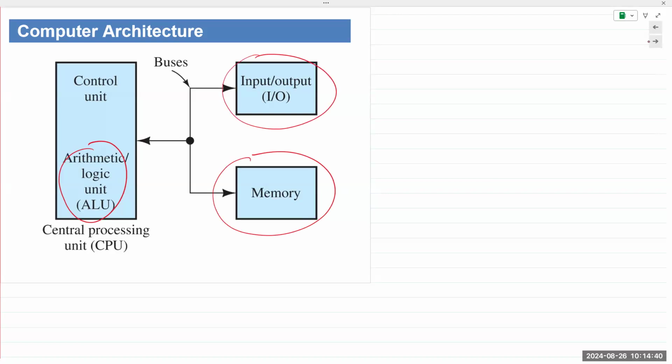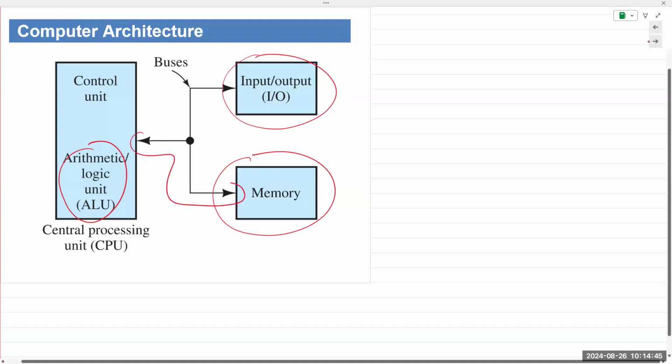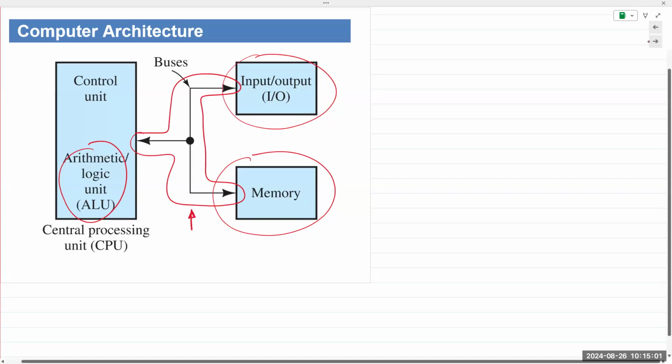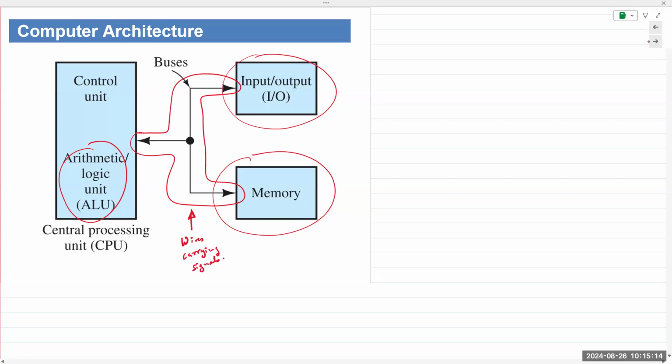To keep all of it controlled and connected, we use physical wires. These wires are known as buses because they transport information between the ALU, the memory, and the IO devices. Literally, these are nothing but wires that carry signals. And by signals, I mean electrical signals, voltage and current. These are known as buses.